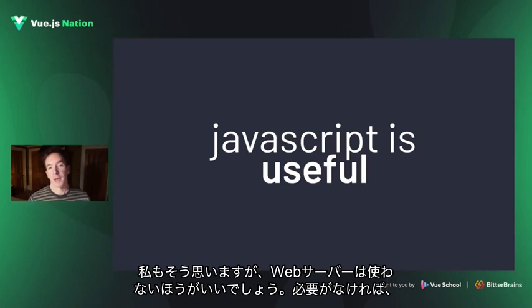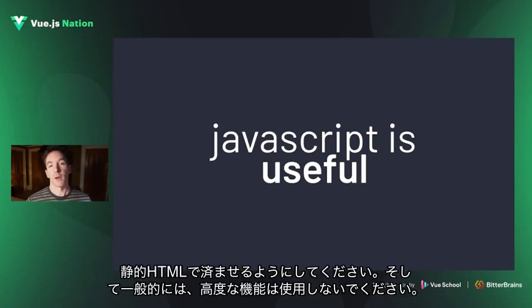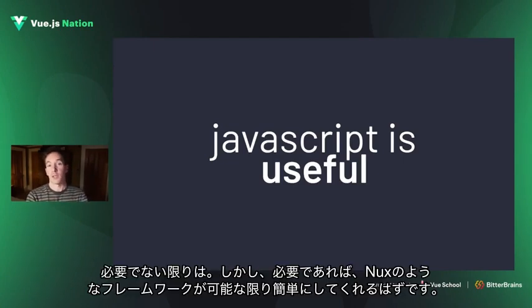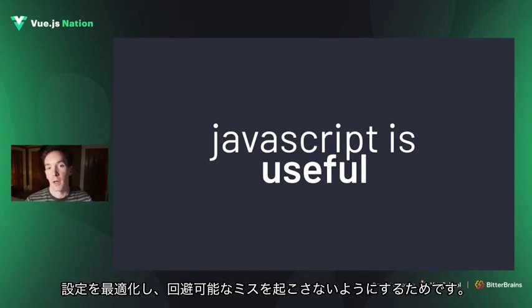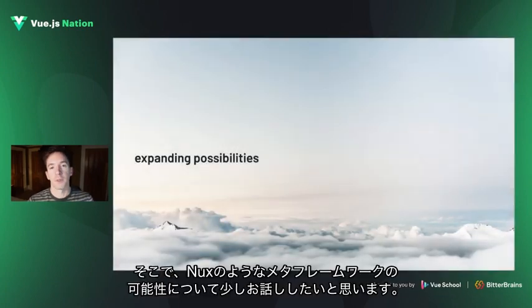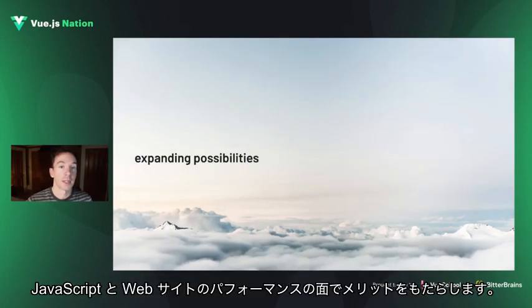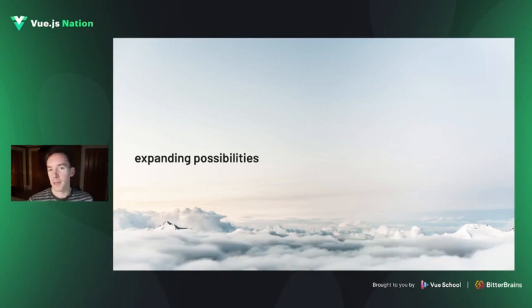In the same way as I also think you probably shouldn't use a server if you don't need it. You should try to get away with static HTML. And in general, don't use an advanced capability unless you have to. But if you do, frameworks like Nuxt should make it as easy as possible to optimize your setup and avoid people making mistakes that could be avoided. So I want to talk a little bit about the possibilities that meta frameworks like Nuxt bring to the table in terms of JavaScript and performance for websites.